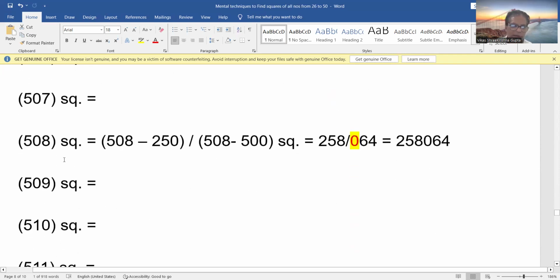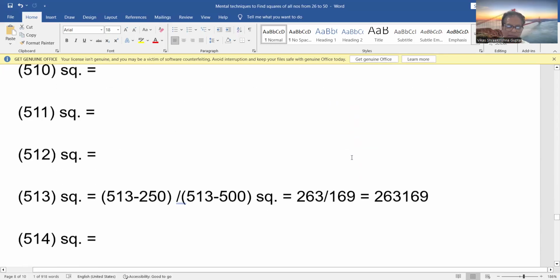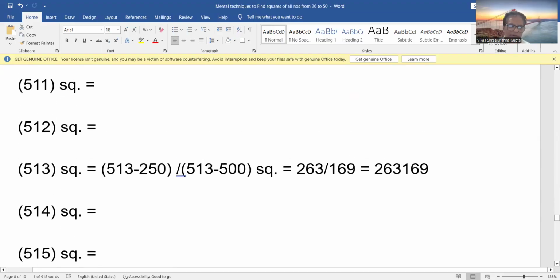Here again, 508. 8 square is a 2 double-digit number, 64. I have to put a 0 before 64 to make it a 3-digit number. Now after this you can see 513. 513 minus 250, 513 minus 500. So I'm getting 13. 13 square is 169. As 169 is a 3-digit number, there is no need to place any 0 before this number.